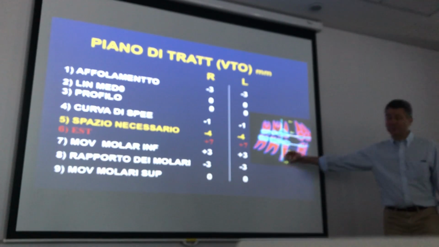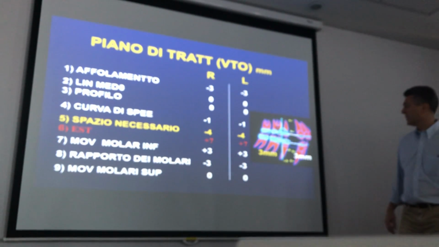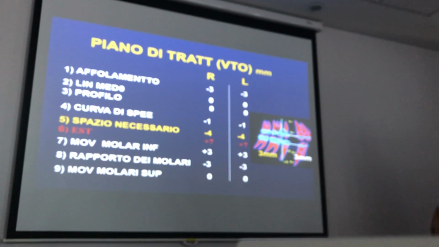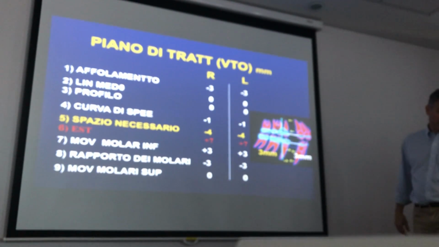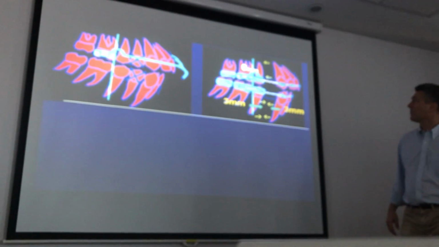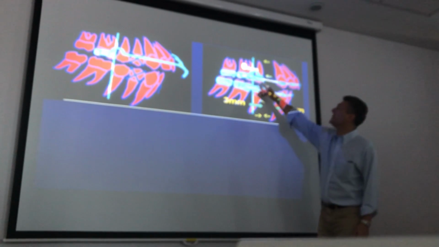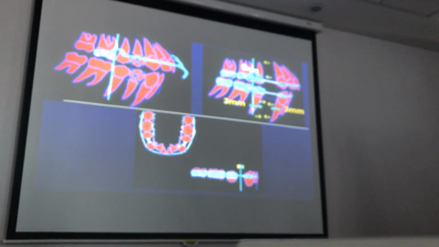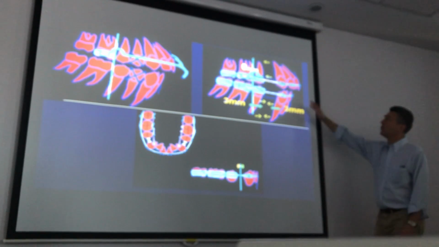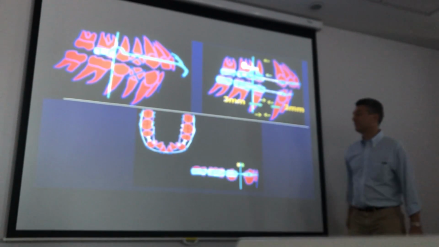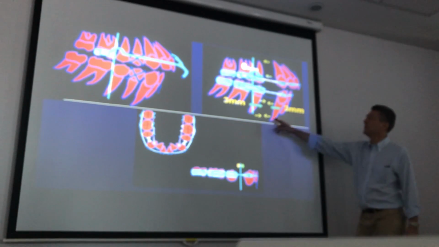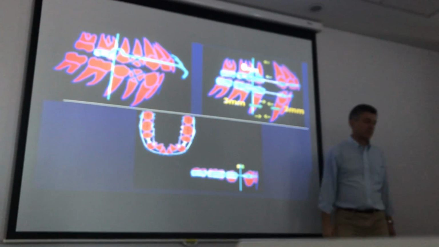Because this has to go back 3 millimeters. This has to come forward 3 millimeters. And 1 millimeter is for the curve of Spee. This has to come forward 0 millimeters. And this has to go back completely. Moderate anchorage, maximum anchorage.